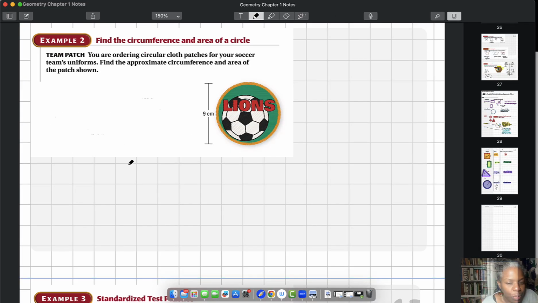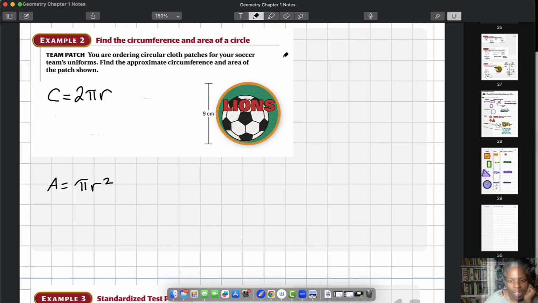In example 2, we're actually dealing with a circle. You are ordering a circular cloth patch for your soccer team's uniform. Find the approximate circumference and area of the patch shown. So we've got to find circumference and area. Let me first write down those two formulas. In both of the formulas that we have, circumference 2 times pi times r and area pi times r squared, in both of those we're going to be needing to have the radius.